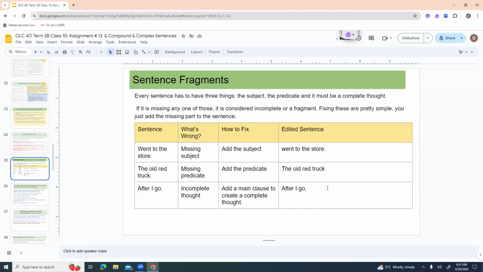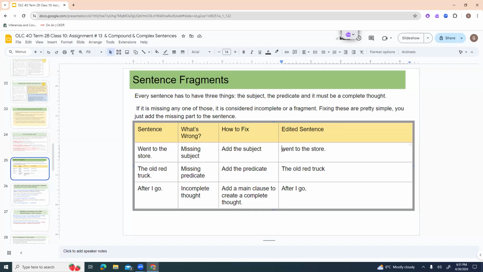If it's missing any one of those things, it is considered incomplete or a fragment. Fixing those is pretty simple. You just have to add the missing part to the sentence. So let's say you had a sentence that said, "Went to the store." Well, what's missing? The subject. You haven't told me who's gone to the store. So that's easy, I just add a subject. "I went to the store," or "He went to the store," whoever it's supposed to be.